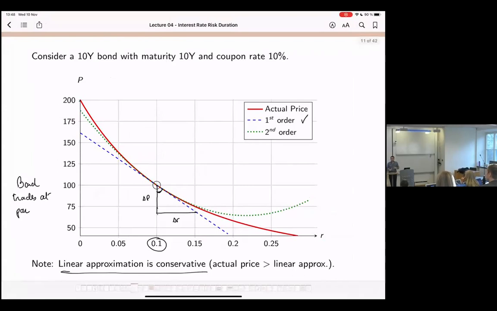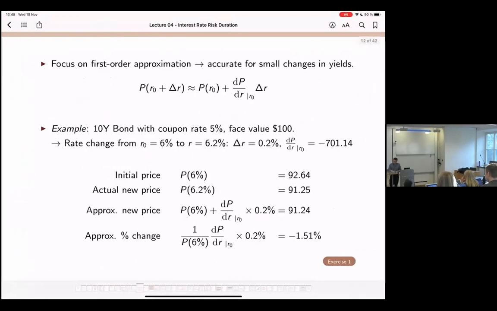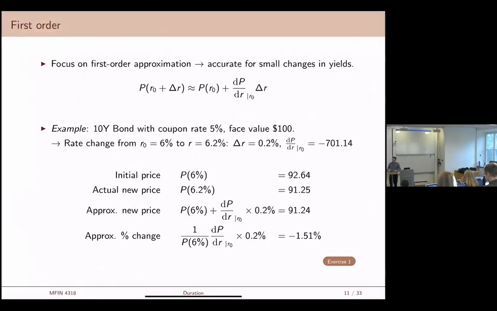We're gonna approximate it with the first order approximation, and we said on the last slide that for that we only need to know one number, which is the derivative of the price function. Okay, so that really simplifies our life. Now here, this example is just to show you that if indeed the change in yield is small, you get a pretty good approximation, right?